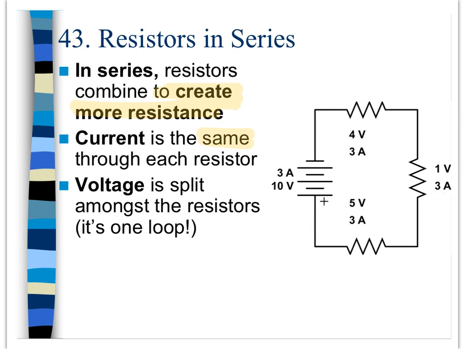Voltage is going to be split amongst the resistors, and it's going to add up to the voltage of the battery. That's because we have one single loop here, so the 10 volts of the battery is split. So we have 4 volts, 1 volt, and 5 volts, which obviously adds up to 10 amongst the 3 resistors.